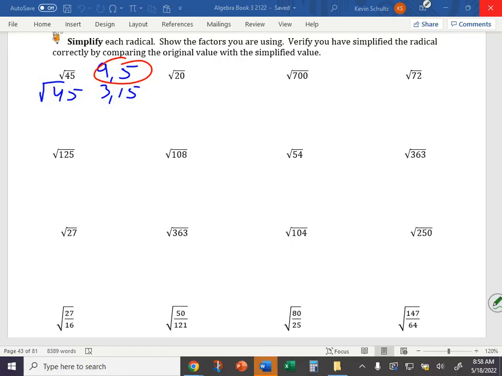There's a property in math that says if we have the root of, say, 45, we can split that up into factors as long as we keep the root. So the root of 45 is equal to the root of 9 times the root of 5. Okay? Because 9 times 5 equals 45, the root of 9 times the root of 5 will equal the root of 45. Now, why do you suppose we wanted that perfect square factor?